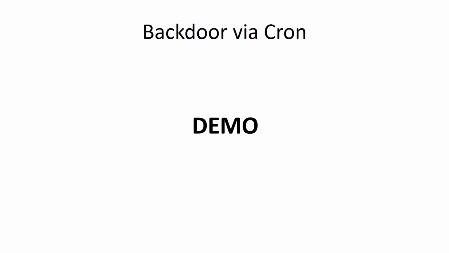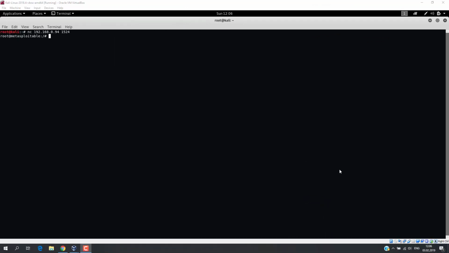Okay, we know how to use cron. Now, let's try a demo. I am already connected to the victim's machine and I have root privileges. Now I need to generate a backdoor and upload it to the victim's machine. But I will try another way.